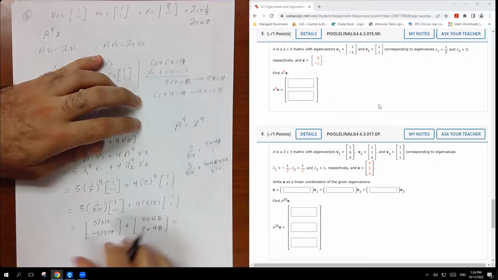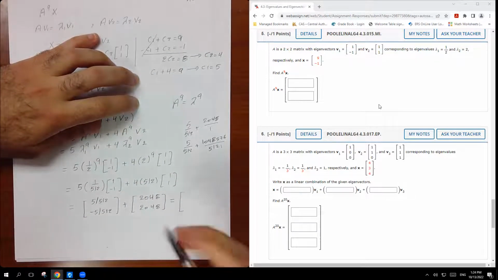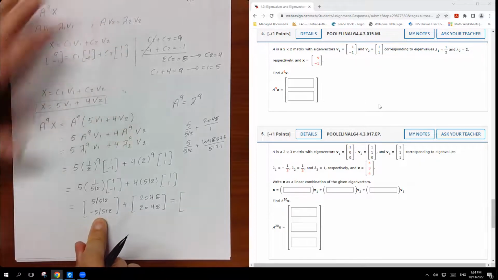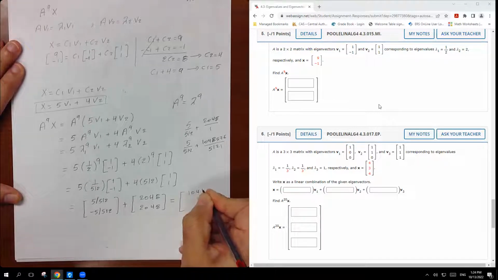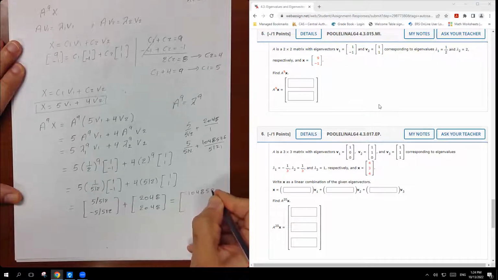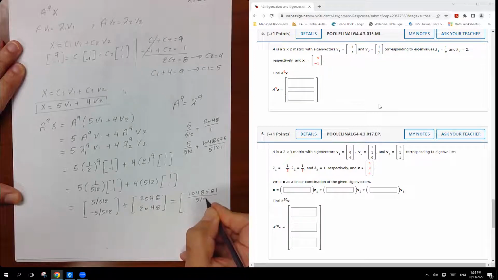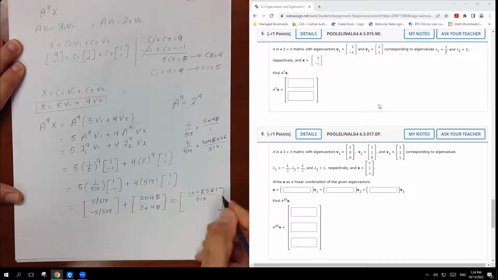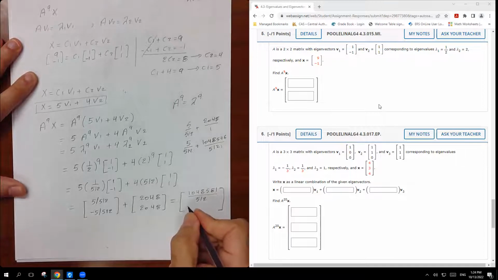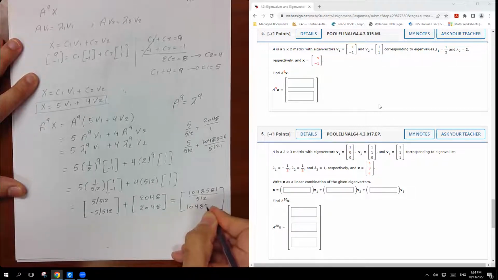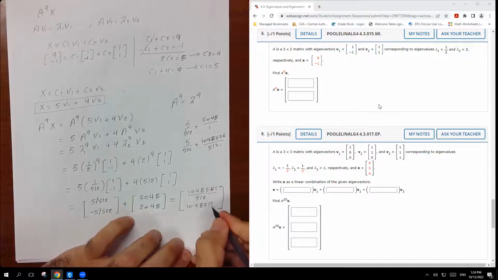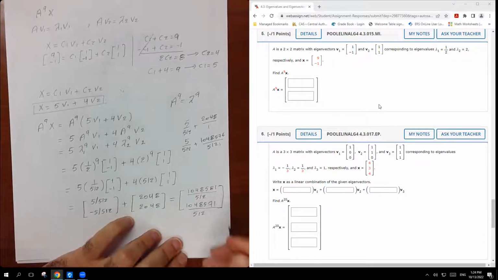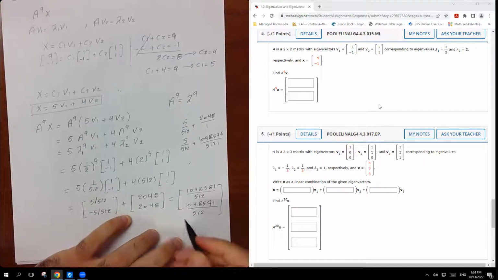So the result here on the top is going to be 1,048,581 over 512. And the same thing, you're going to minus 5, and that is going to be 1,048,571 over 512. That's it for this example.